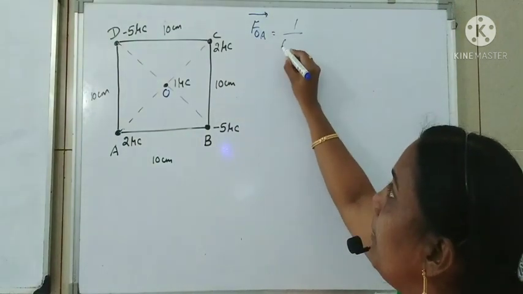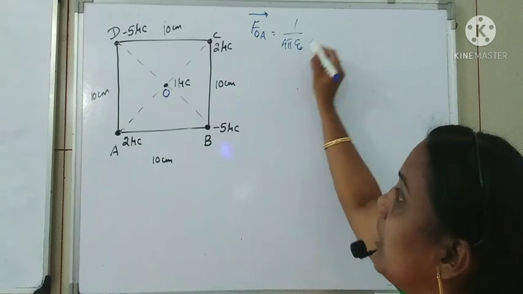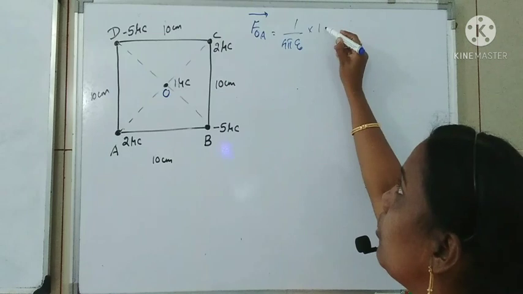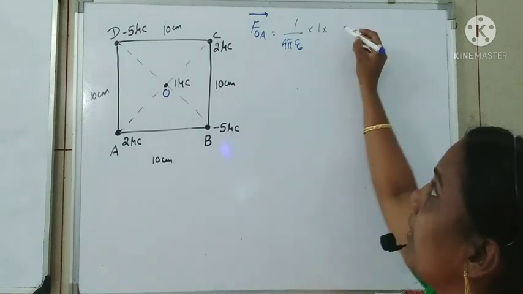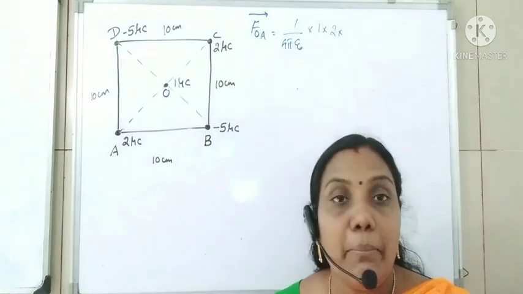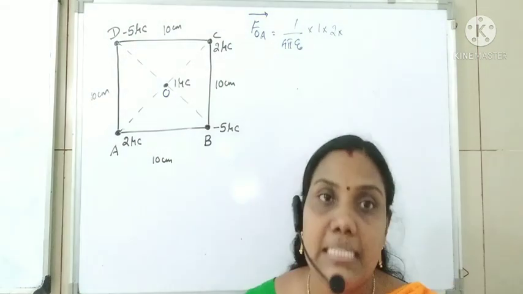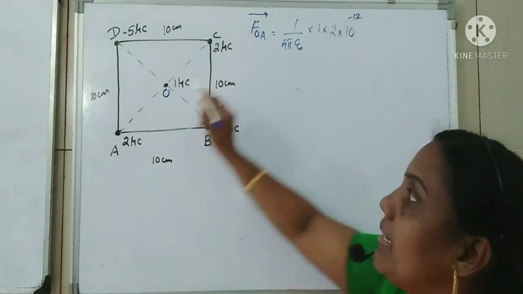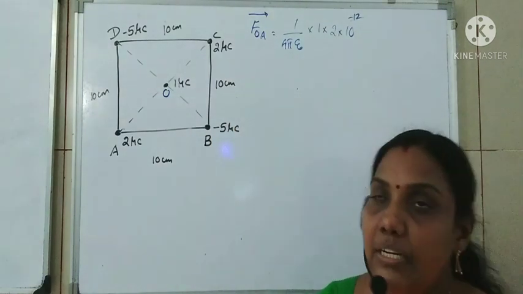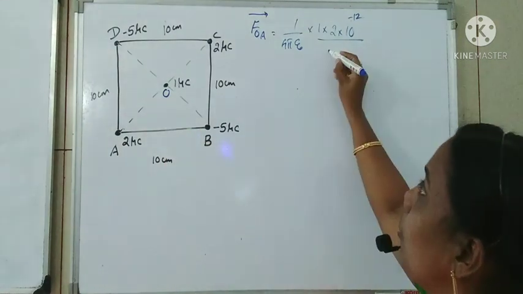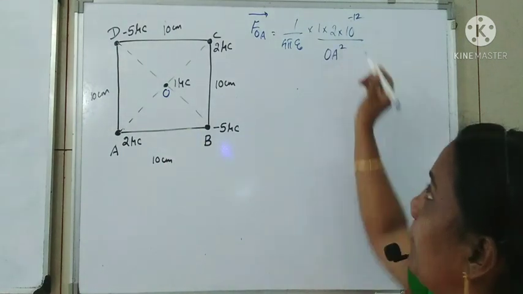FOA is 1 by 4 pi epsilon 0 into, these are the two charges, no? So 1 microcoulomb into 2 microcoulomb. We can convert microcoulomb to coulomb. 1 microcoulomb is 10 raised to minus 6 coulomb. So here we can write 10 raised to minus 6 into 10 raised to minus 6, that is 10 raised to minus 12, divided by the distance. What is the distance? OA square.